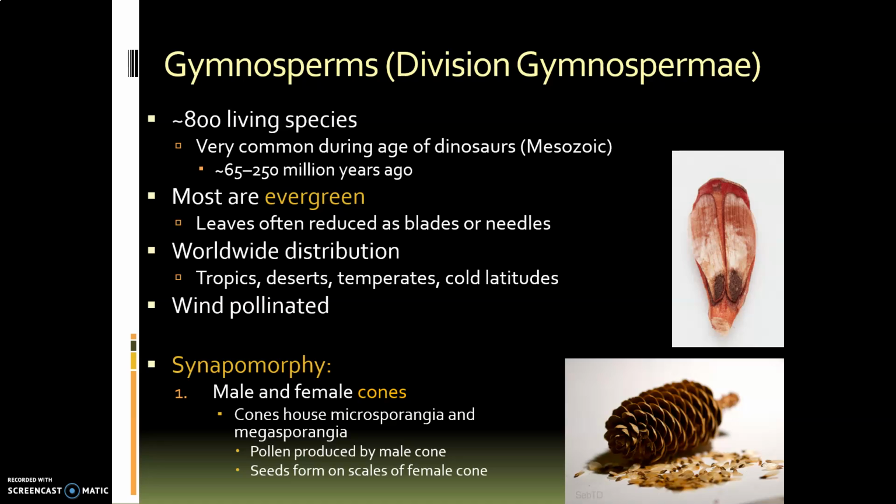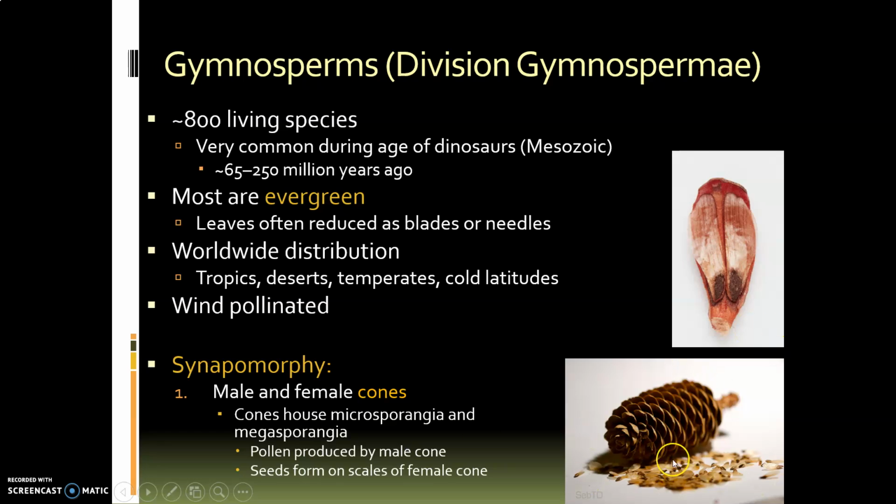Synapomorphy of the gymnosperms are going to be cones, which again is where the sporangia are that make the spores that ultimately make the pollen and the seeds. And in a general sense, we'll say if it's a fleshy cone, that's the male cone that makes the pollen. I'll give you an example in a slide or two. And then the female cones are what make the woodier seeds. So if it's a woody pine cone, that's the female cone. The male cone almost looks like a group of leaves, but they're not.